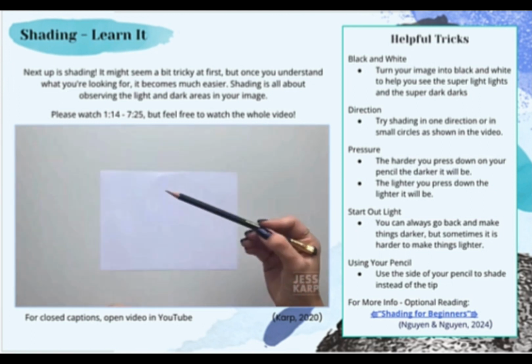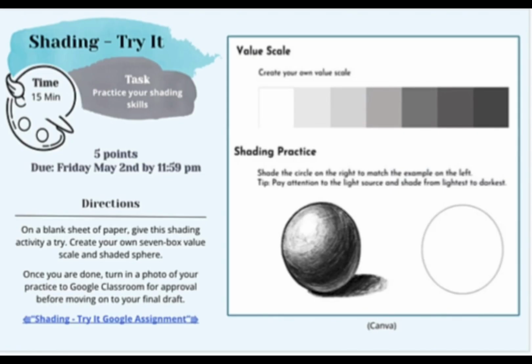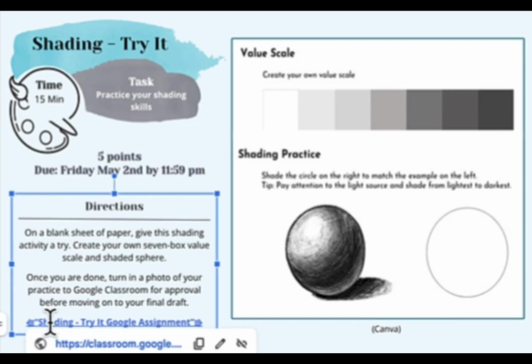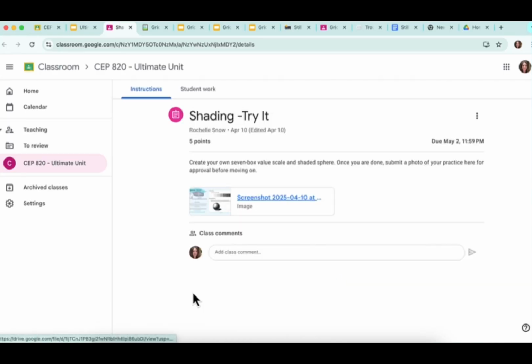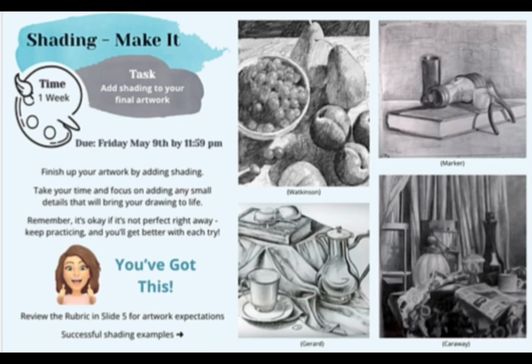As before, I think it is important for students to get practice before moving to their finals, which is exactly what's happening in the Shading Try It section. Students will attempt to copy this picture, a 7-box value scale and a shaded sphere, on a blank sheet of scrap paper. When done, they will turn it into the Google Classroom for approval from me before moving on to their final artwork. In the Shading Make It section, students are prompted to add their shading onto their final artworks.